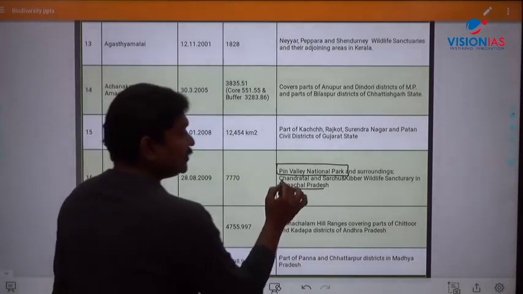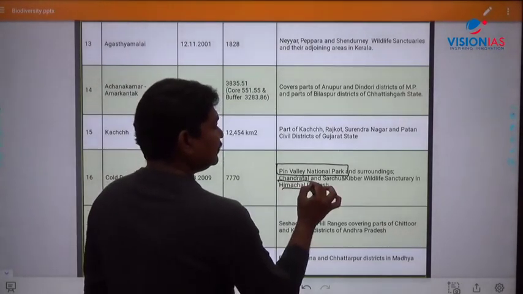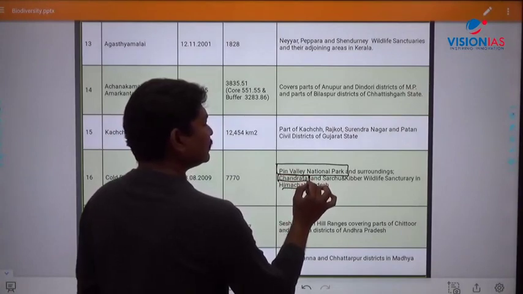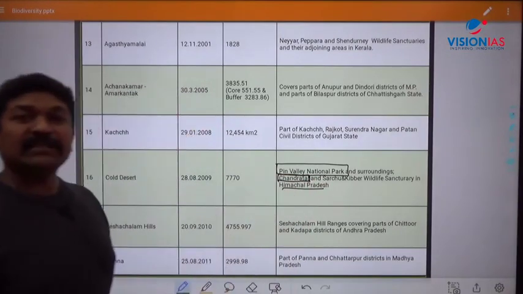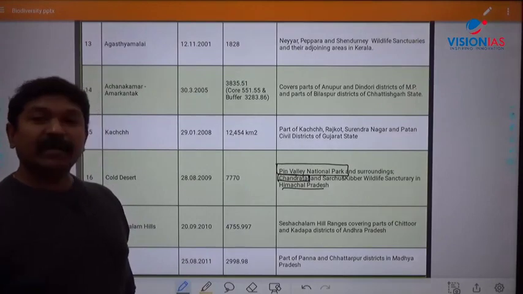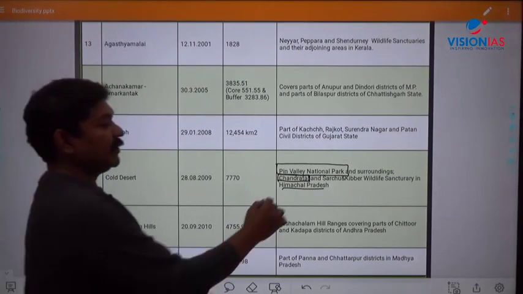Then Chandratal. Very, very important again. What is Tal? Tal is nothing but lake. It's called Chandratal. Chandratal is a very important one. Again, it's part of the cold desert in Himachal Pradesh.